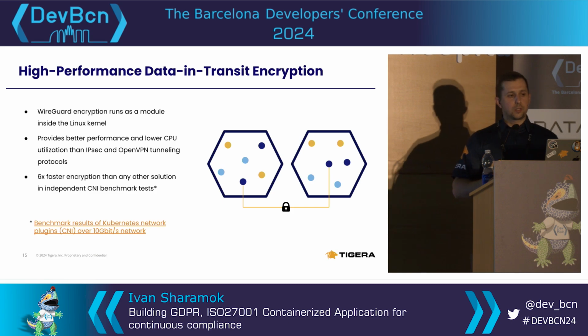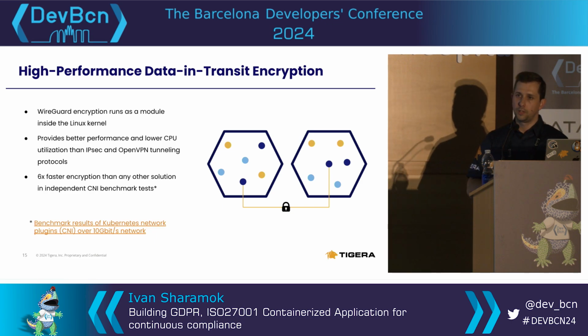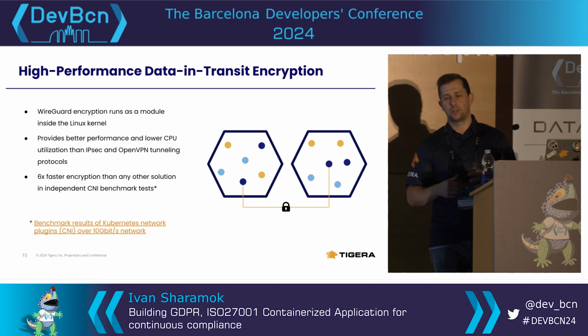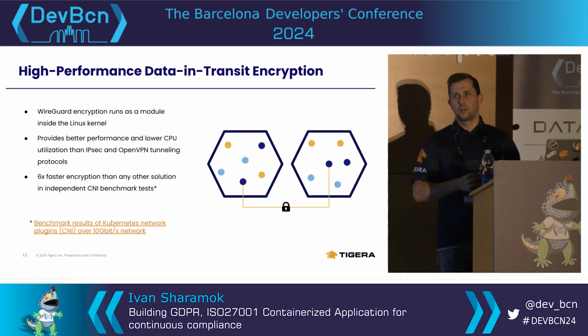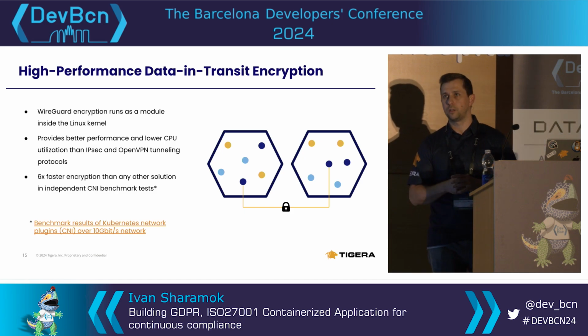For data in transit, we use a tool, nowadays a Linux kernel module called WireGuard, to do the encryption. There are several different ways encryption is done for Kubernetes workloads in general. There is IPsec, OpenVPN, WireGuard. WireGuard is a module that I think was added to the kernel probably 2 years ago or something like that. It's not that long ago. IPsec is very old technology, so that's been in Linux for a while. WireGuard is kind of newish.